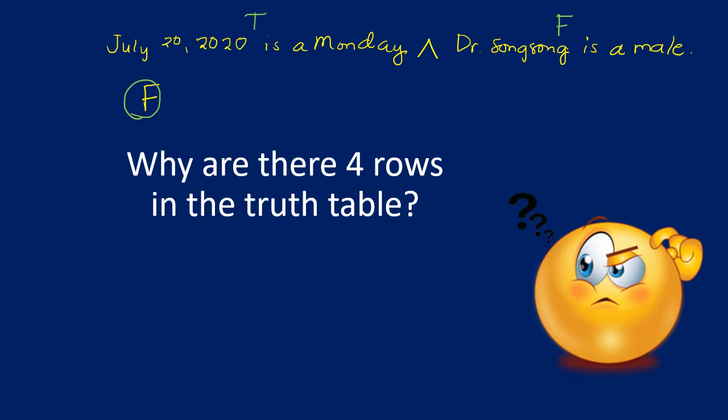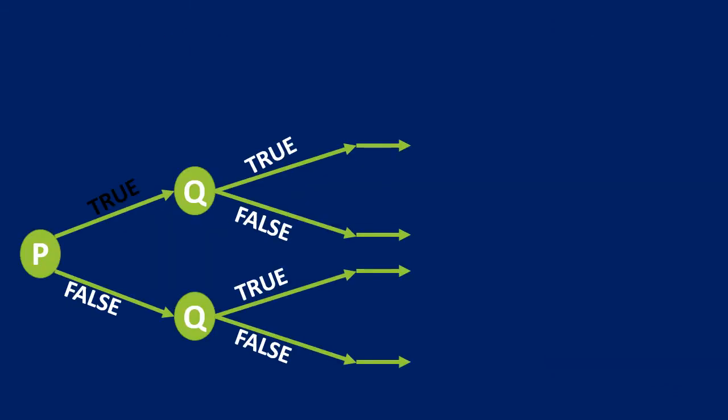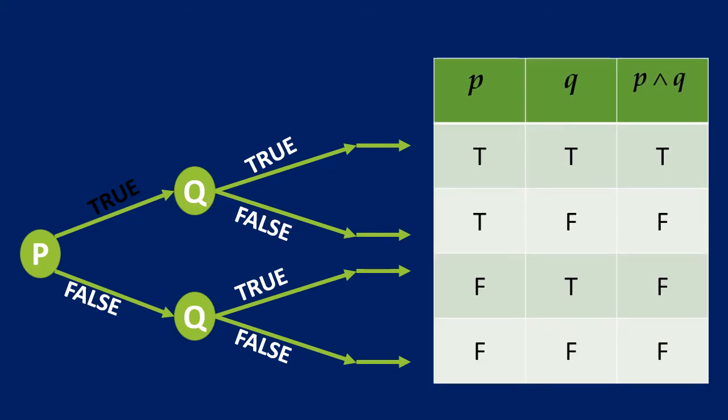Okay, let's now go to this question. Why are there four rows in the truth table? I showed this a while ago, right? I just made it bigger. So for P, we have two possibilities, true or false. And then for Q, for this part, Q is either true or false, and also for this one, Q is either true or false. So what will happen? We have four branches, correct?